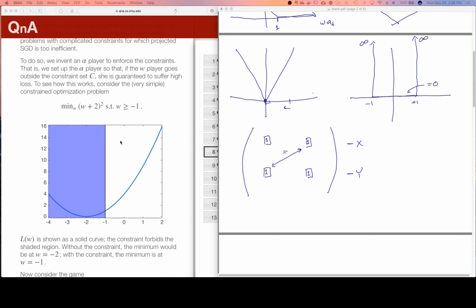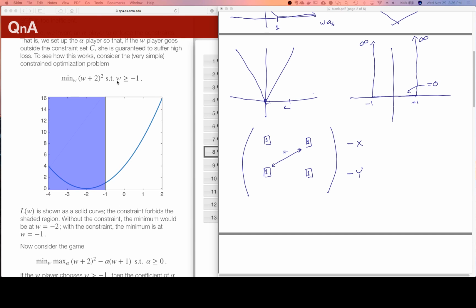So here is a minimization problem, kind of a very simple minimization problem, but a minimization problem nonetheless. So we're going to try and minimize (w + 2)^2, so that would have a minimum at minus 2. But we're going to have a constraint that w has to be bigger than or equal to minus 1, so you have to be in the unshaded area over here. Right? So the constrained minimum is here at minus 1 because the constraint prevents you from getting all the way to the true minimum.